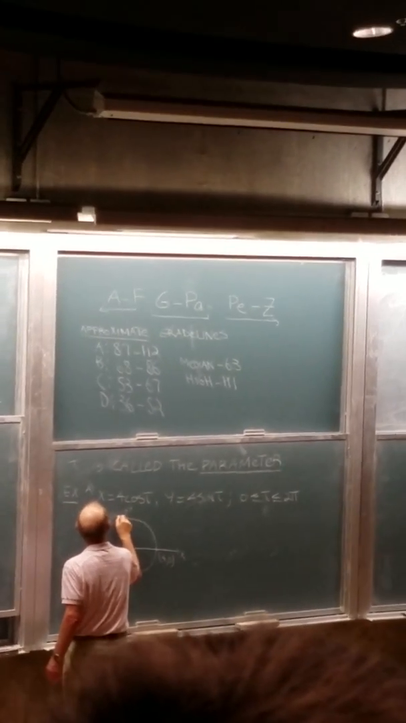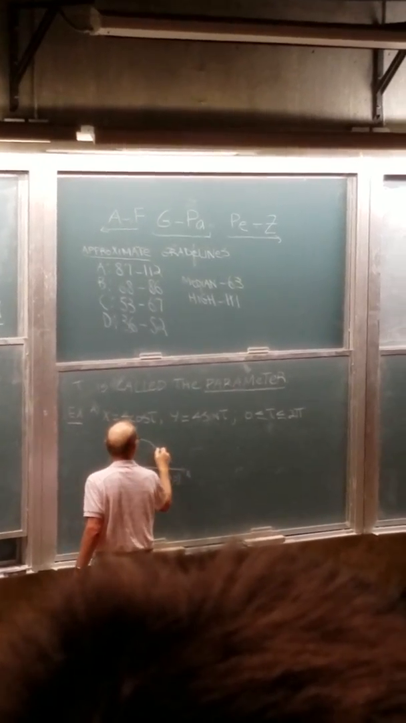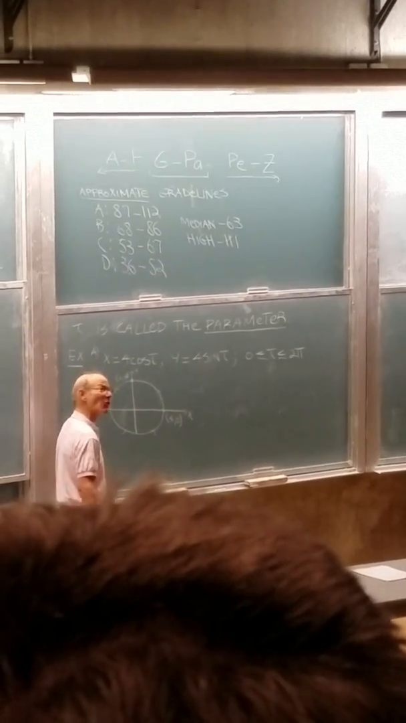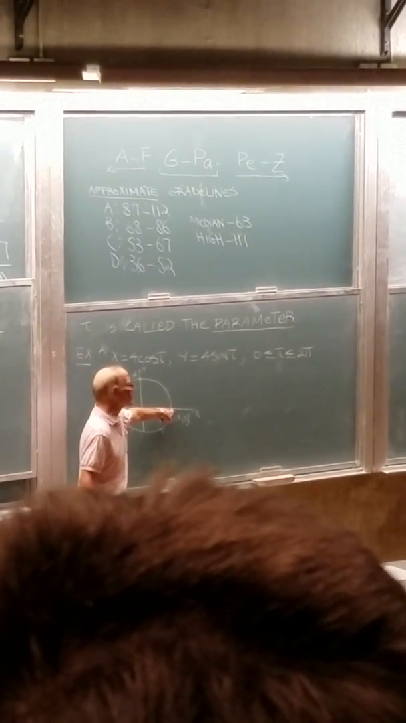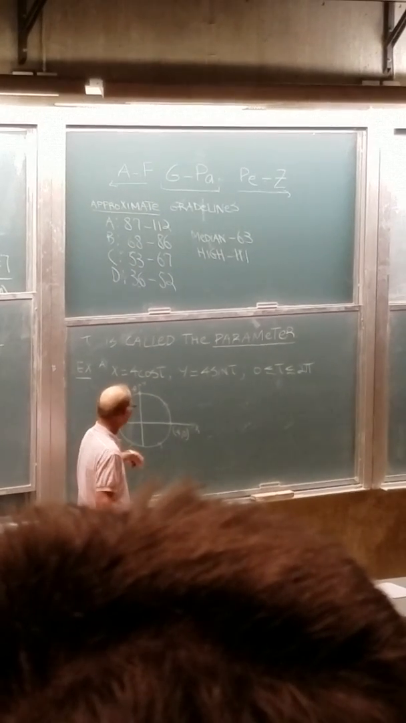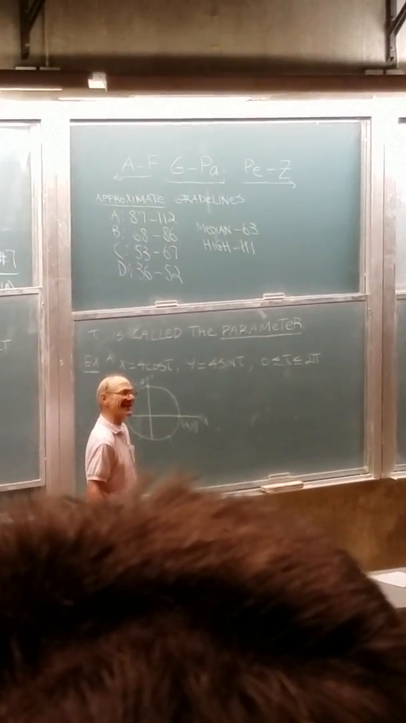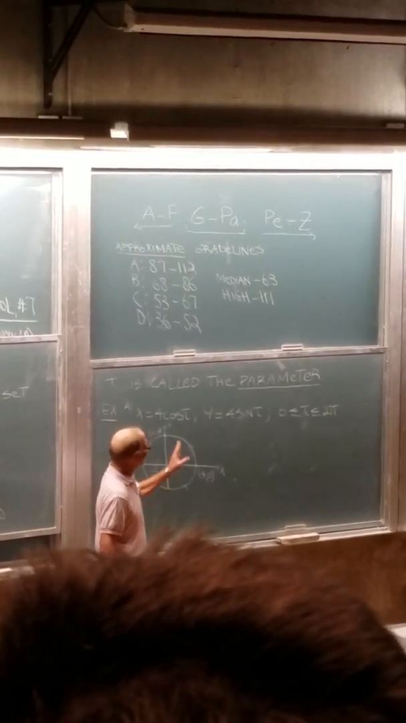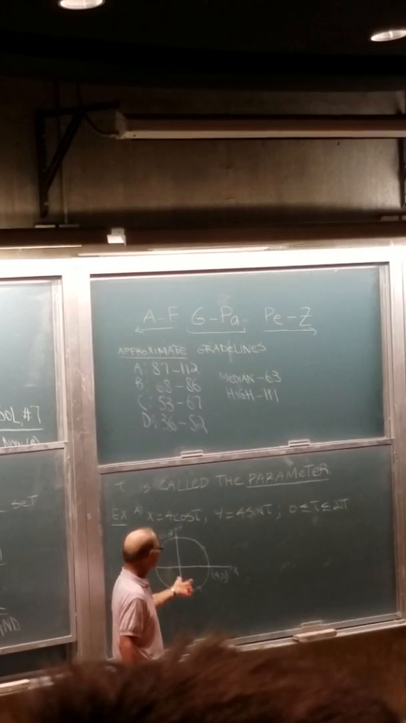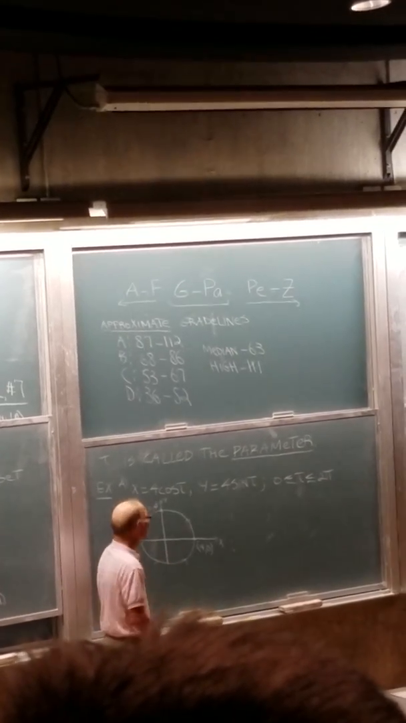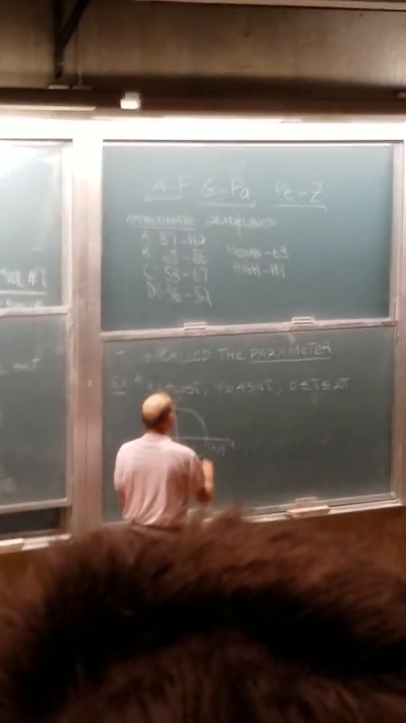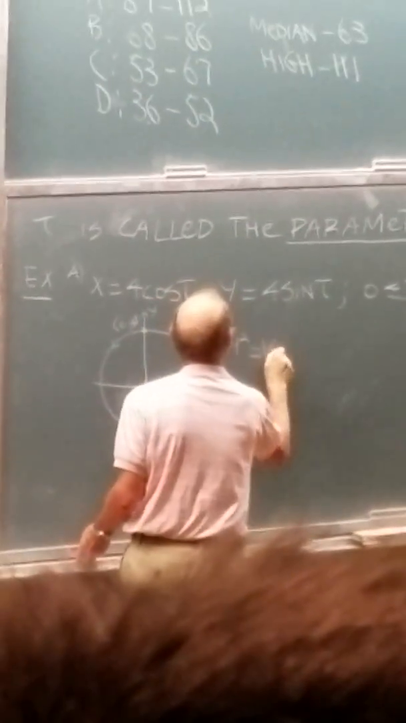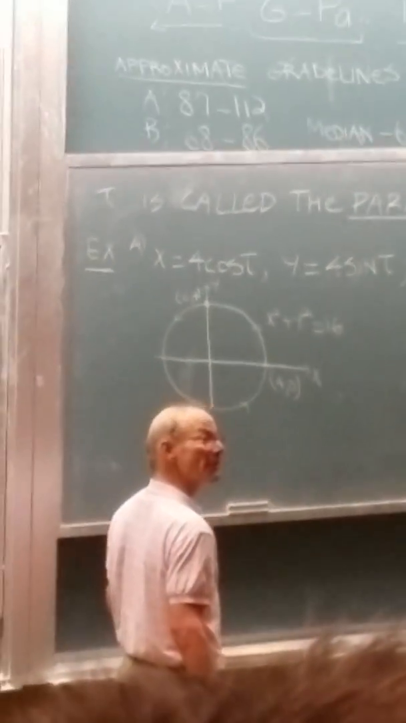This curve is traced out once going counterclockwise. If you start plotting points, you start here when t equals 0, and as t goes from 0 to 2 pi, you go around the circle once counterclockwise. This gives us a useful way to represent the circle. We'll see some problems later where using this form instead of x squared plus y squared equals 16 is more convenient.